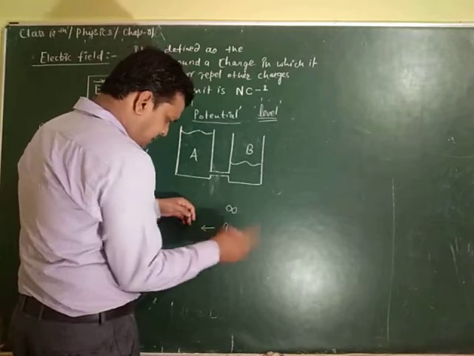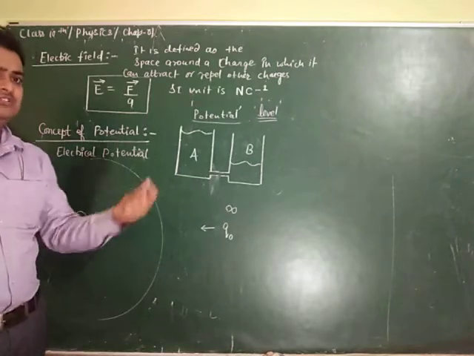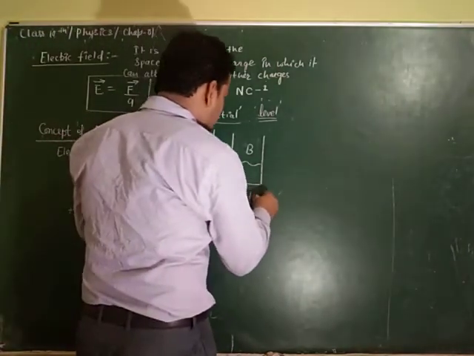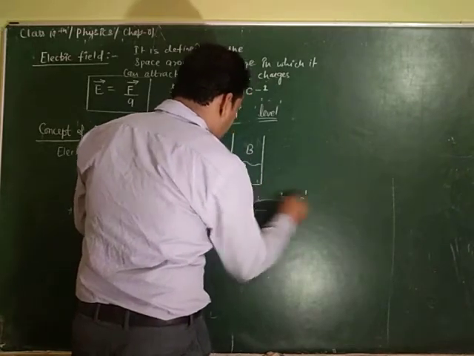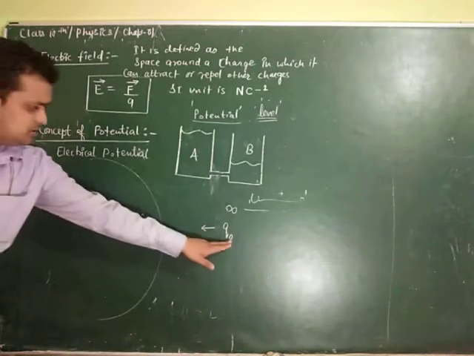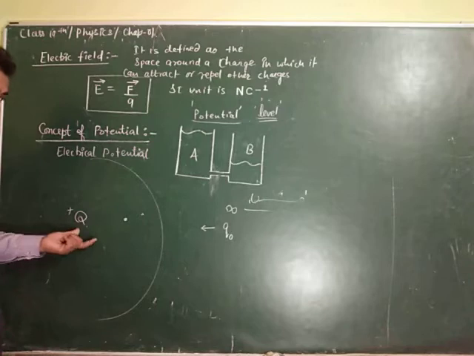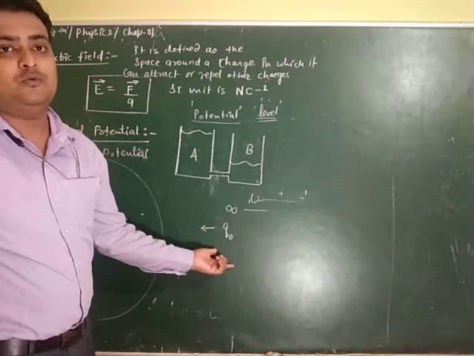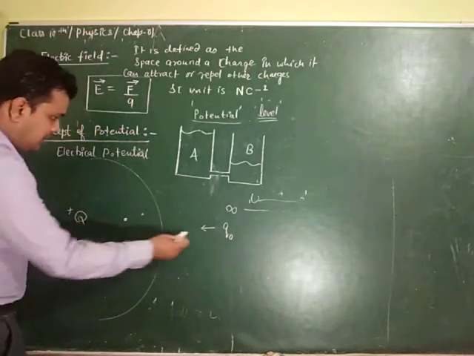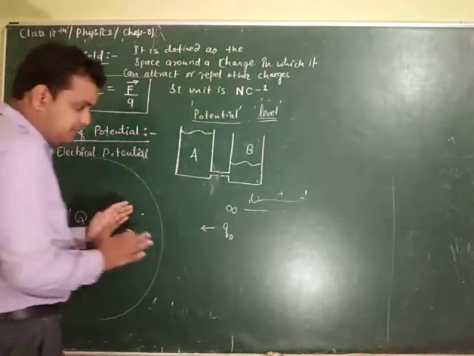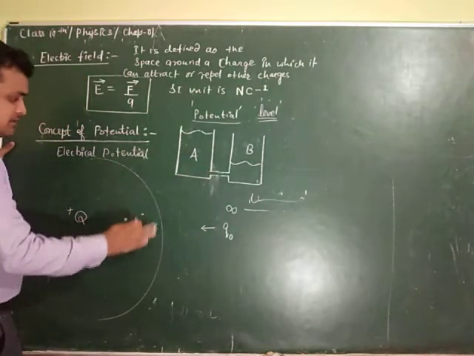In many books and in my notes also you will find this q naught. The q naught means the unit positive charge, also known as the test charge. Any charge you can take. If this charge has to be brought into the field of the other charge, then we must apply some force. Why? Because this charge is not able to enter here. Therefore we have to supply some force.